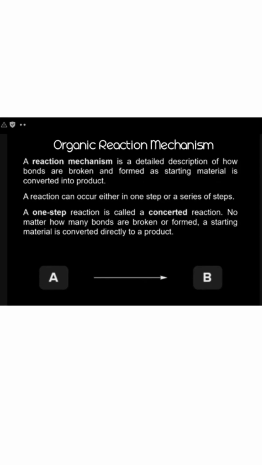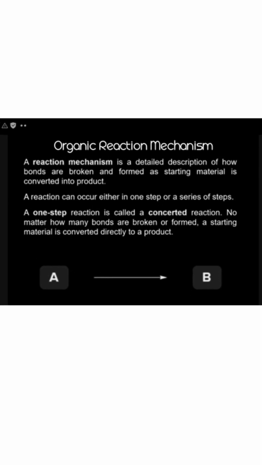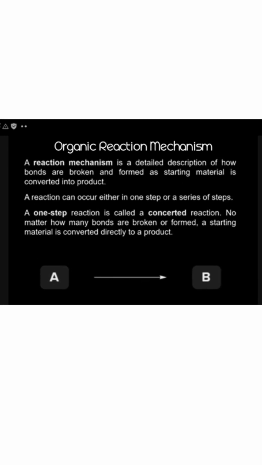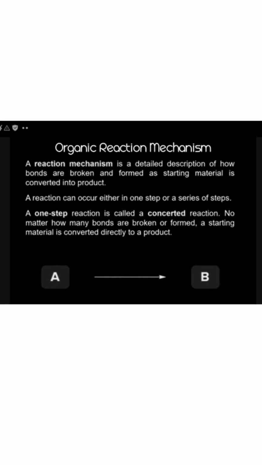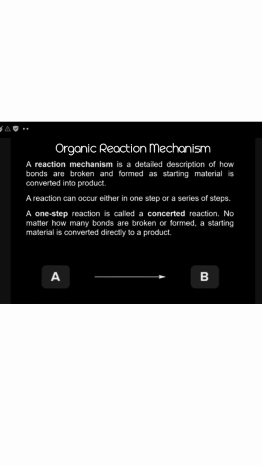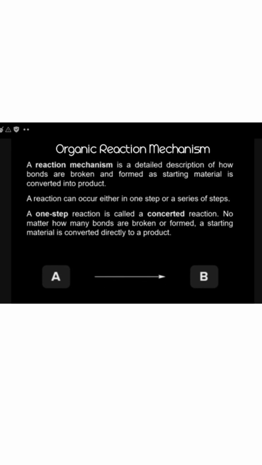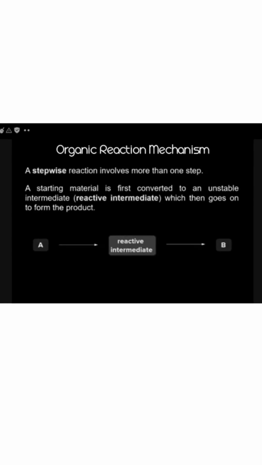The reaction mechanism is a detailed description of how bonds are broken or formed as starting material is converted into product. This is all about the reaction mechanism, which explains how bonds are broken and how the products are formed. This also explains the steps. A one-step reaction is called a concerted reaction.